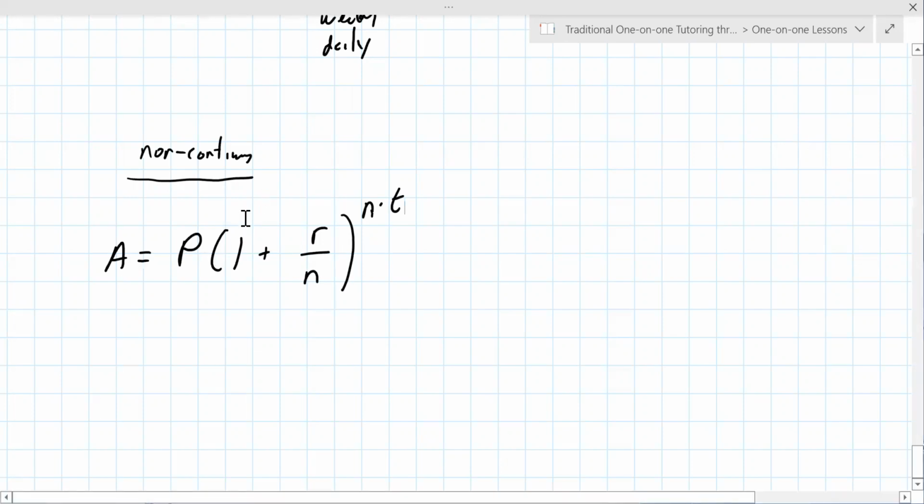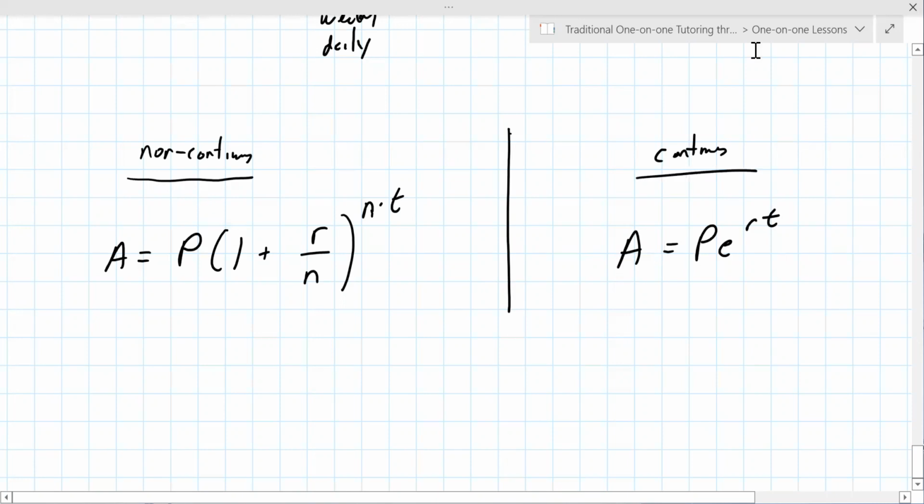They give you all but one of the variables most of the time when you're doing these problems. Now, the other one here, the continuous one, is PERT, Pe to the rt. It's more straightforward. You have an interest rate and you have a principal, or you have a future amount that you want to receive. You have to know the difference between them to be able to work some problems here. Okay, so let's look at a more realistic situation.